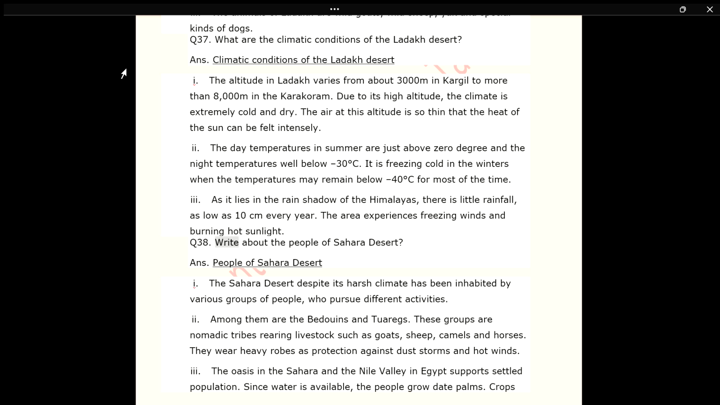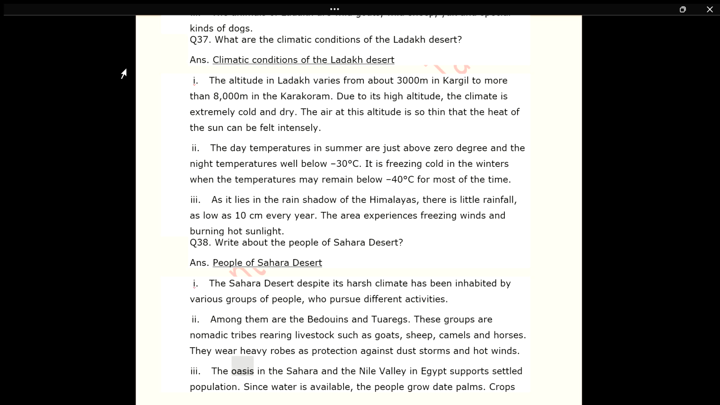Q38. Write about the people of Sahara Desert. Ans. People of Sahara Desert. 1. The Sahara Desert, despite its harsh climate, has been inhabited by various groups of people, who pursue different activities. 2. Among them are the Bedouins and Tuaregs. These groups are nomadic tribes rearing livestock such as goats, sheep, camels and horses. They wear heavy robes as protection against dust storms and hot winds.